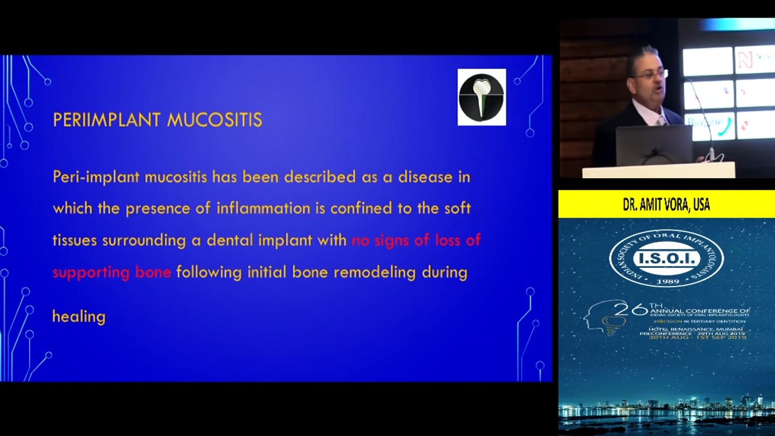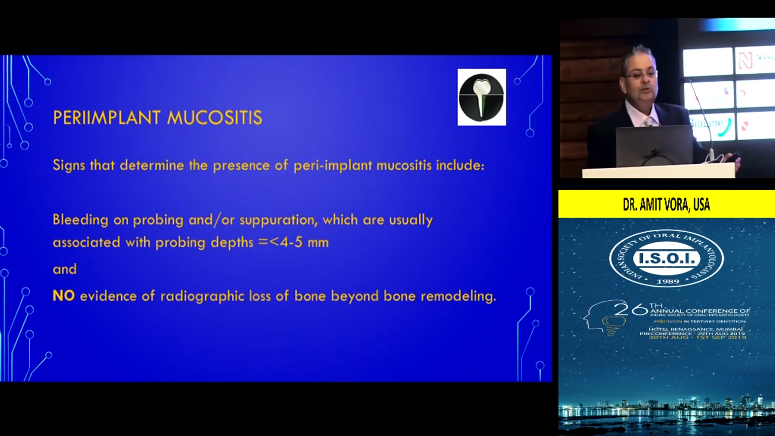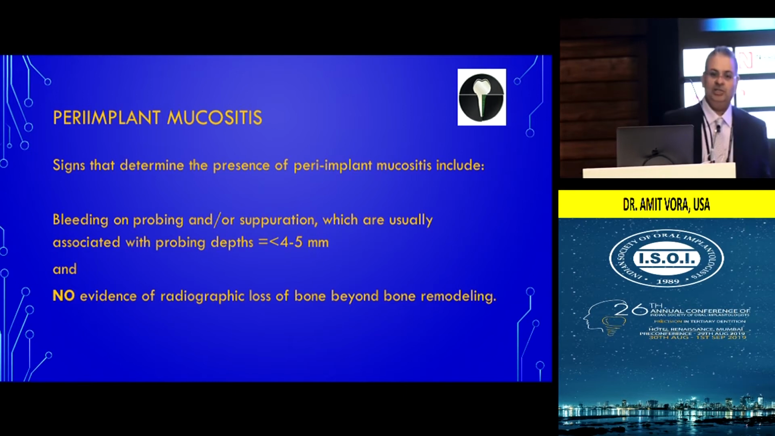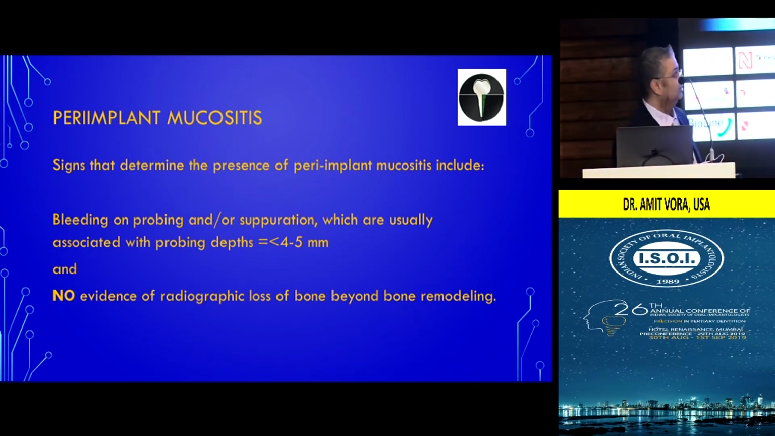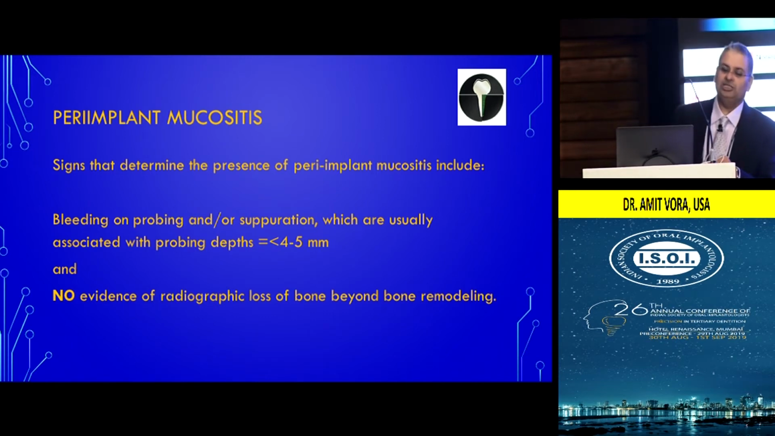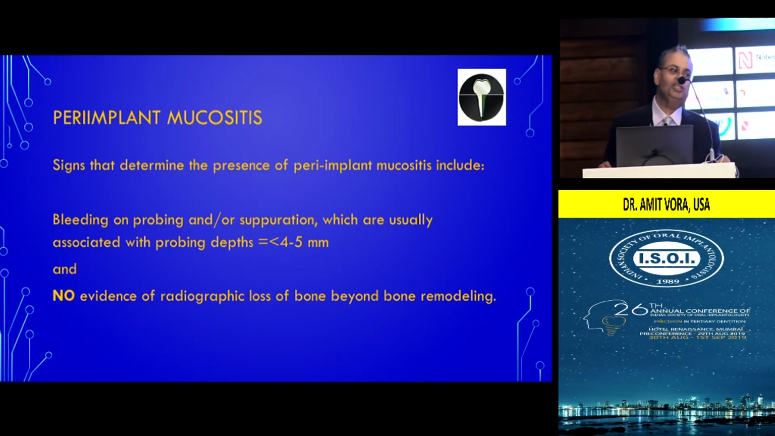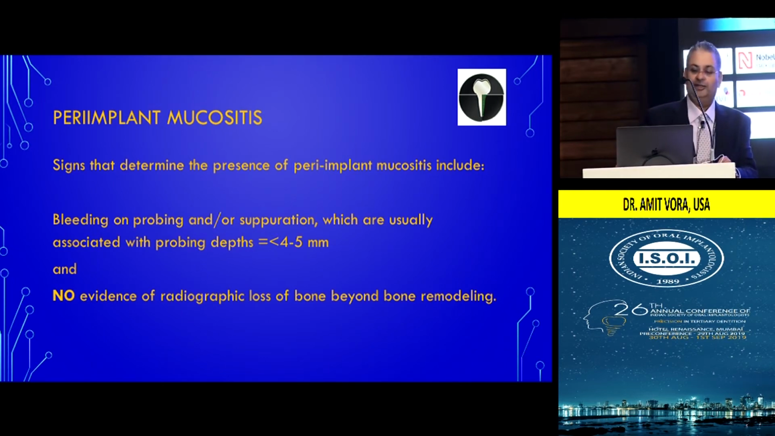So let's go into more detail about the biologic complications. The first one is peri-implant mucositis, which we define as a disease in the presence of inflammation confined to soft tissues and no loss of bone. What are the signs? How do we determine that peri-implant mucositis is present? Bleeding on probing or suppuration, which is usually associated with pockets up to about 4 to 5 millimeters, not usually more than that. And again, there is no evidence of radiographic bone loss beyond the initial bone remodeling.